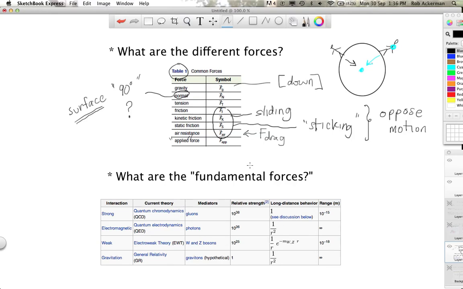Another example of an applied force. Or maybe it's just you pushing on something. So applied force is kind of a catch-all term. You've got to be careful when you use it. Sometimes we can be more specific than just saying applied force. Okay, so here are some of the ones you're going to encounter.